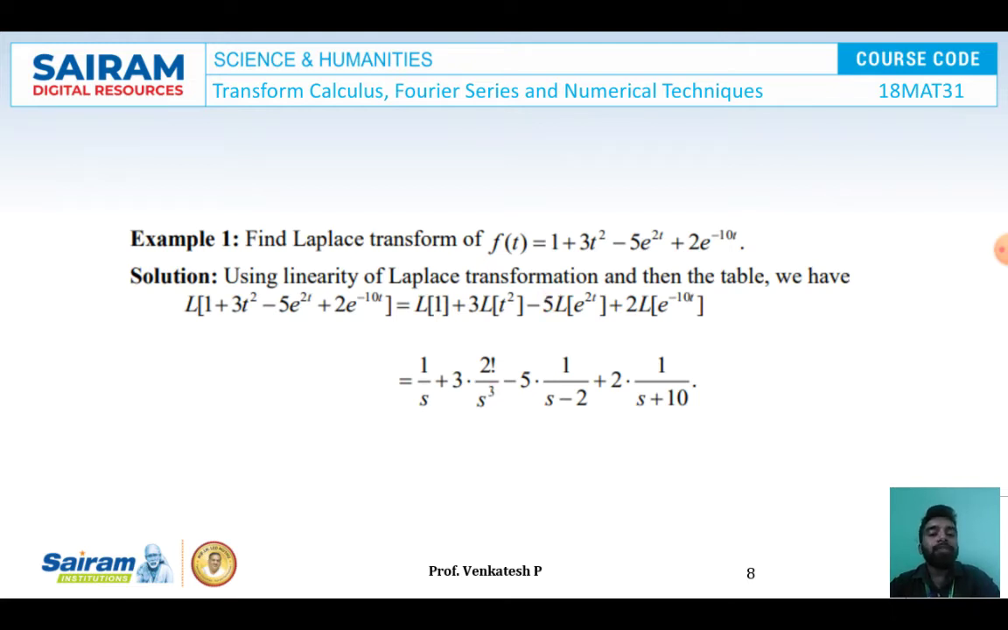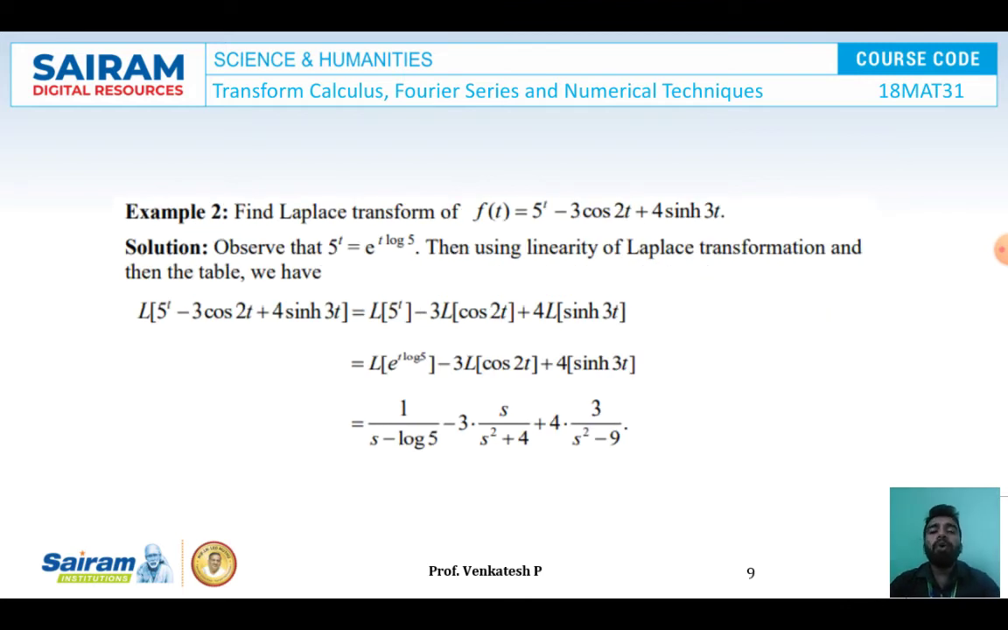Next, keeping minus 5 as it is, expanding Laplace transform of e power 2t with the help of the Laplace transform of e power at formula, that is 1 by s minus 2. Plus the constant 2, I'll keep as it is. Laplace transform of e power minus 10t uses the same formula, that is 1 by s plus 10. Therefore, we got F of s equal to 1 by s plus 6 by s cube minus 5 by s minus 2 plus 2 by s plus 10 is the required solution.